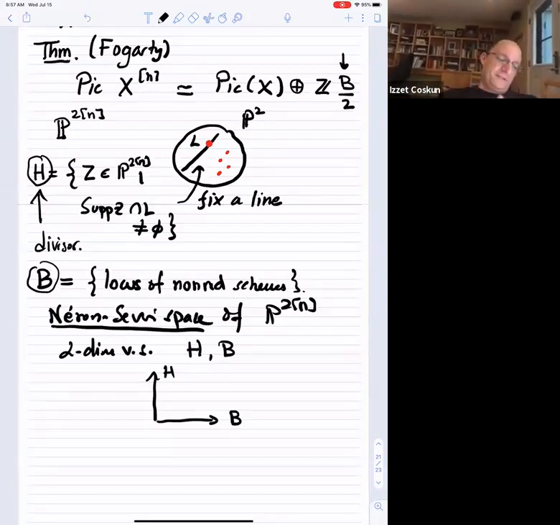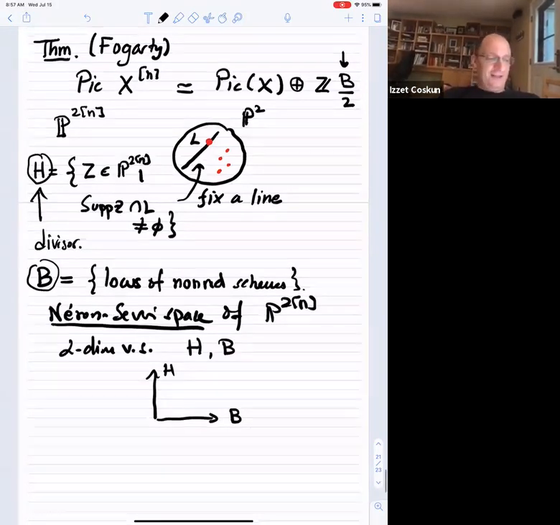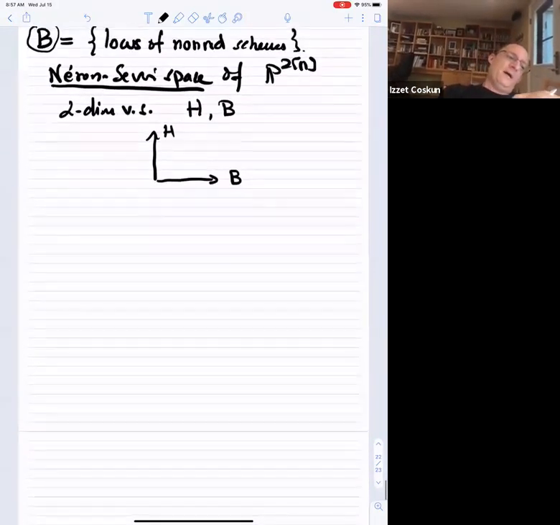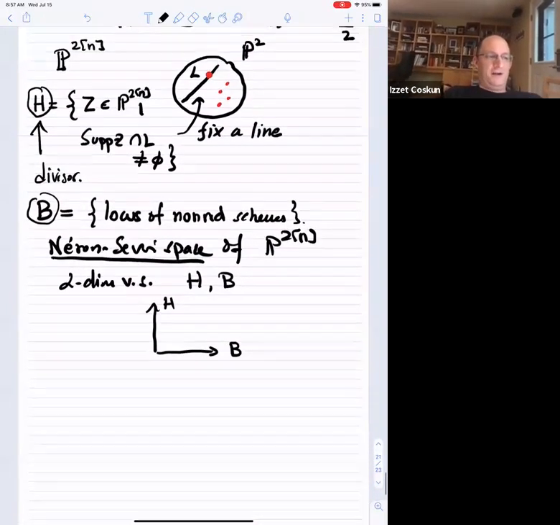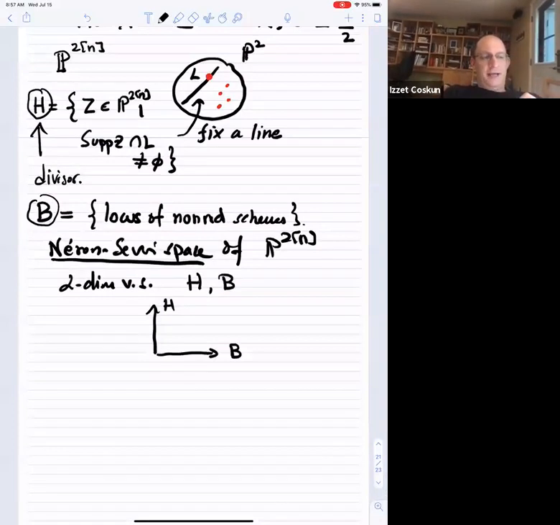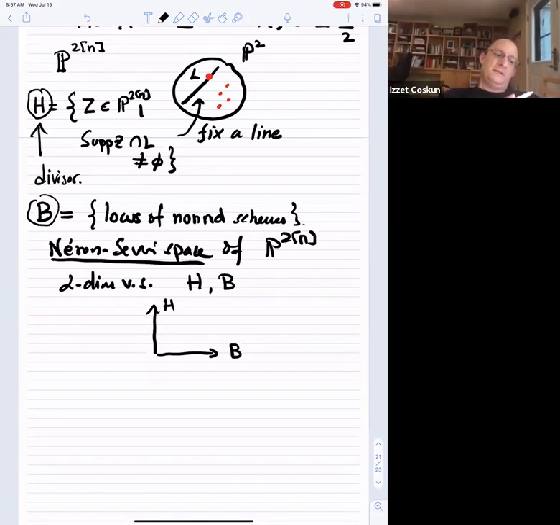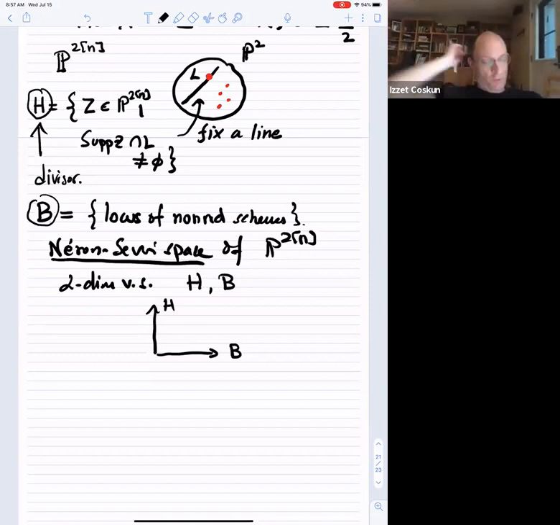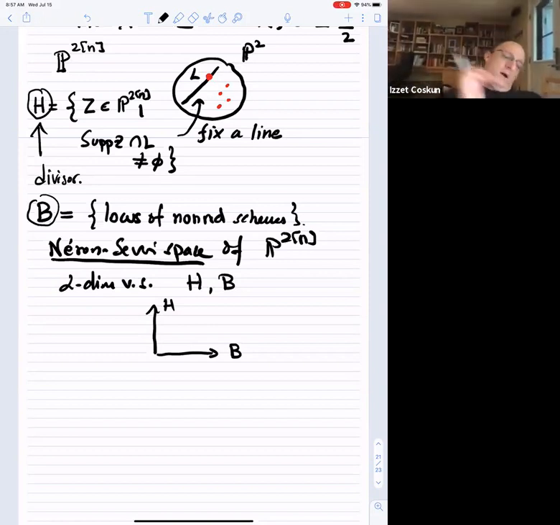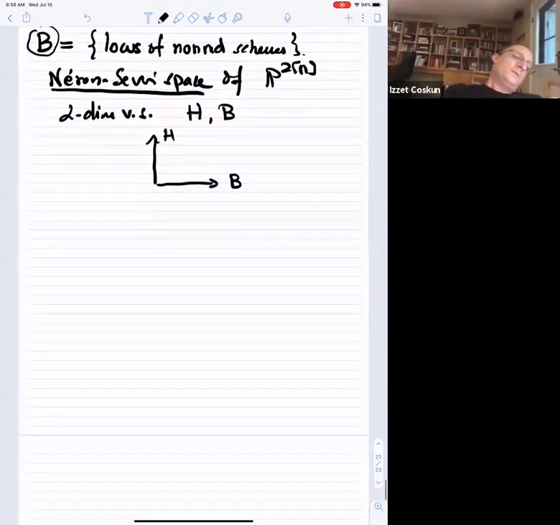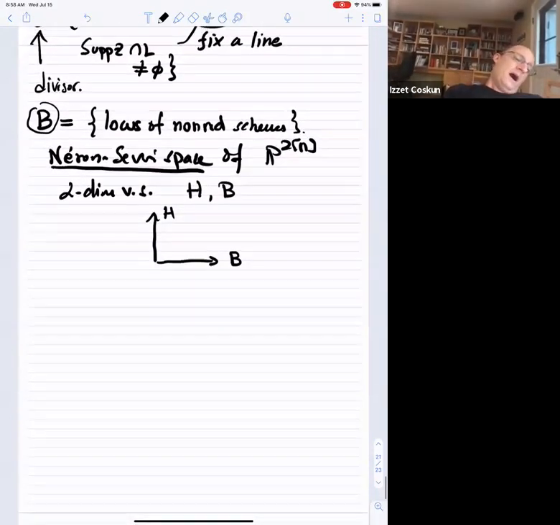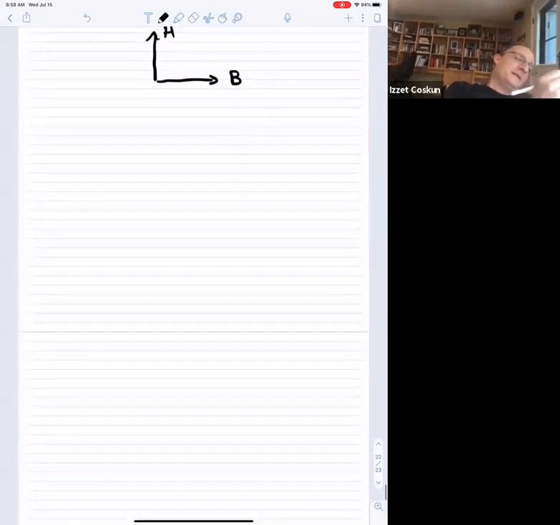If you want to describe the ample cone, you need some more divisors. So let's look at some more divisors. Any questions so far? Are the two divisors clear? One divisor is H, where you fix a line and you look at n tuples of points such that one of them is on the line. And the other one is B, the locus of zero-dimensional schemes where typically you have n minus 2 distinct points and one double point. But if you want to understand the ample cone, you need some more divisors. So let's make more divisors.